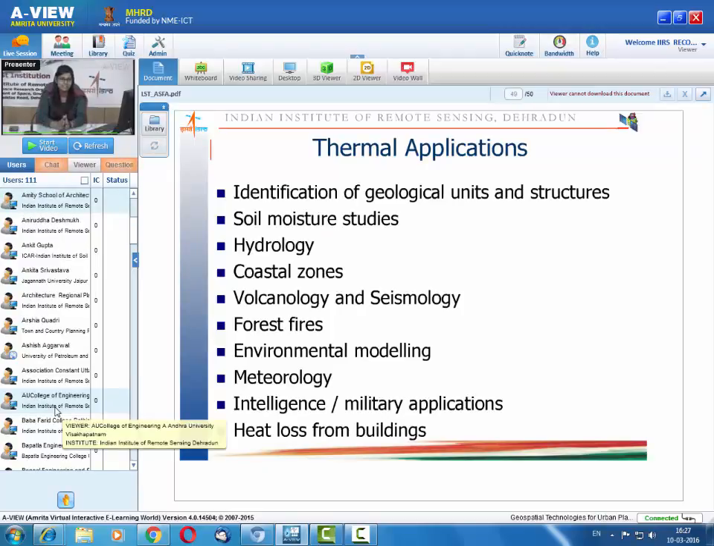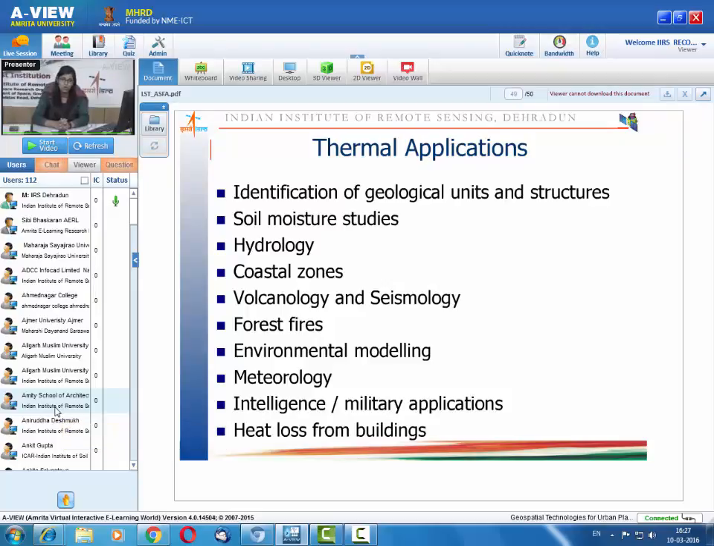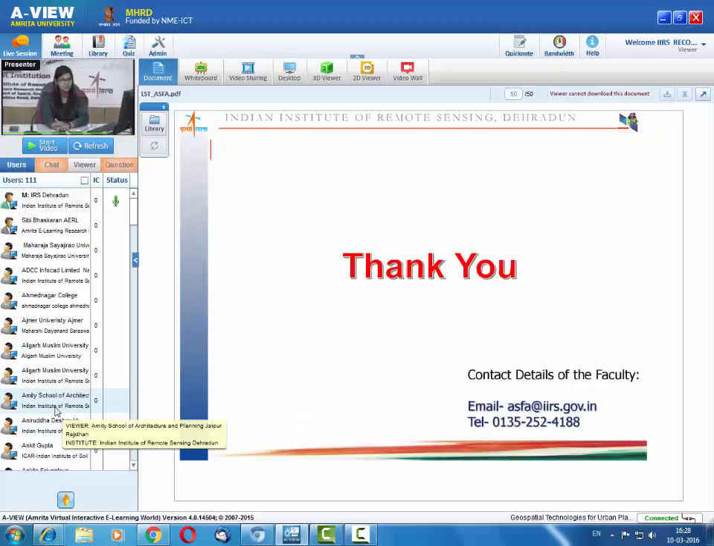Alright, so we have various thermal applications, and to conclude I would say that not only in the urban areas but also for the identification of geological units and structures, for soil moisture studies, for hydrology, coastal zoning studies, volcanology, seismology, forest fires, environmental modeling, meteorology, military applications, heat loss from buildings, all these have applications with the help of thermal remote sensing. So with this, I am now ready for the questions.